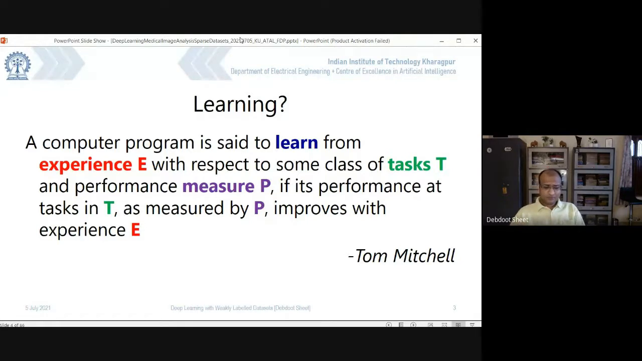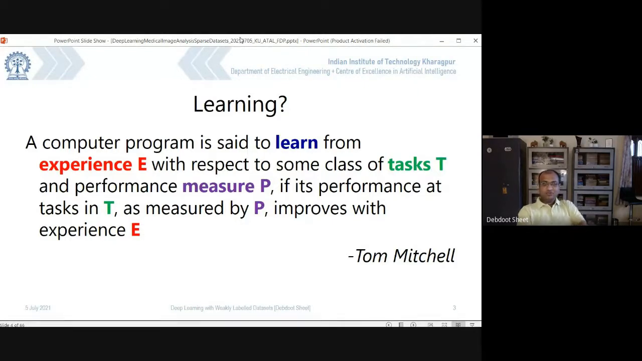So in case of learning, this is something which I would really like to put forward over here, that it's really critical that we understand this part: a computer program is said to learn from experience E with respect to performing a certain class of task T, and the performance measure is measured in terms of P. And you would see that the value of P will keep on increasing as and when you have an increase in E, all of this keeping in mind that you have a task T in hand.